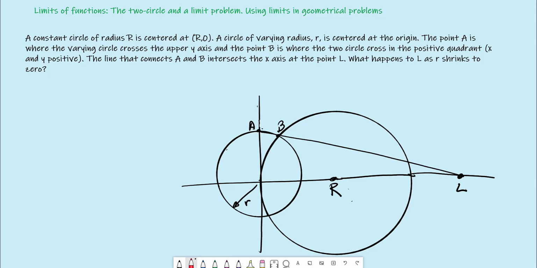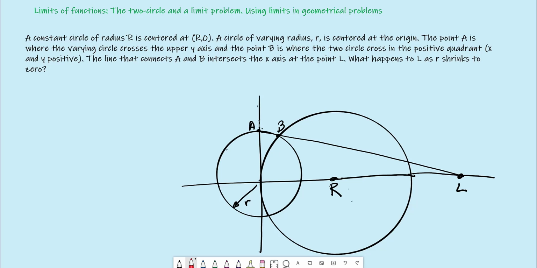So in the previous videos about limits, we went through all the definitions and the rules for calculating limits, and we looked at various examples that concentrated on different types of functions. In this video, we will focus on how limits are used in other areas of math, and specifically we'll look at the two-circle limit problem.